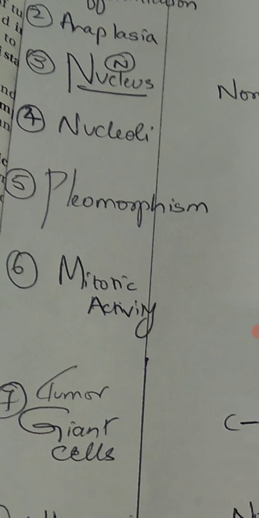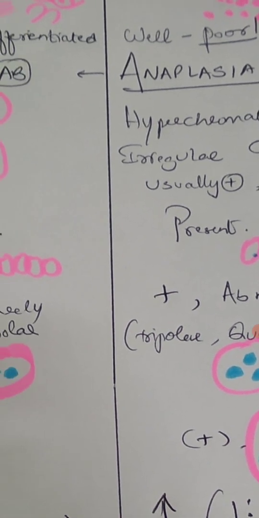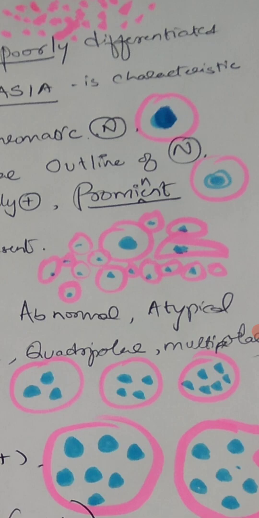The next difference includes the tumor giant cells. They are absent in benign tumor, but tumor giant cells are present in malignant tumor. What does it mean by tumor giant cell? It just means a large cell with multiple nuclei within it. It appears like a giant, therefore it's called a tumor giant cell.